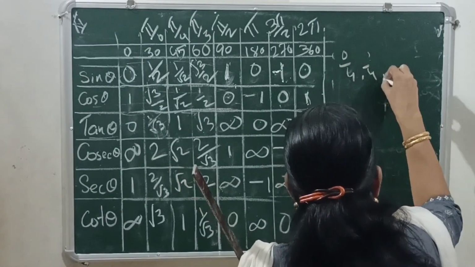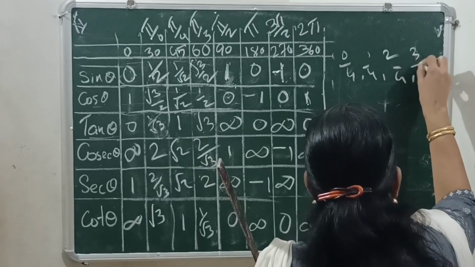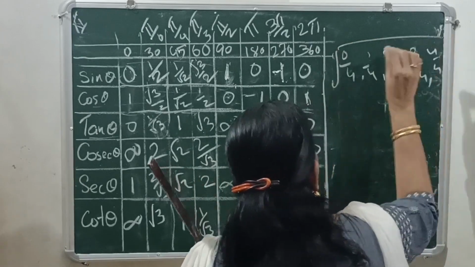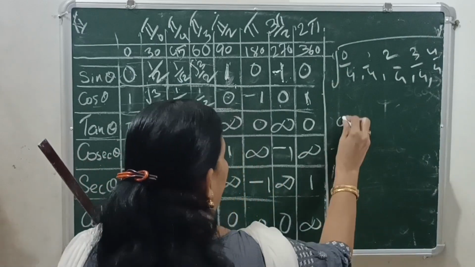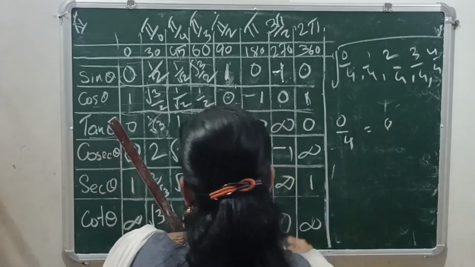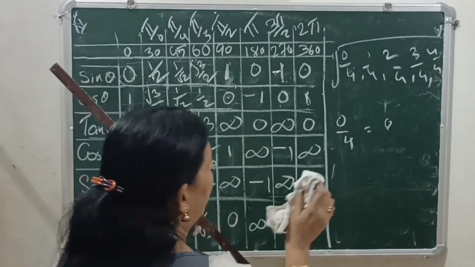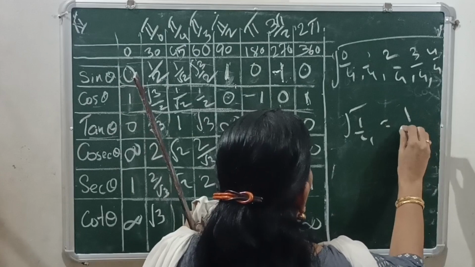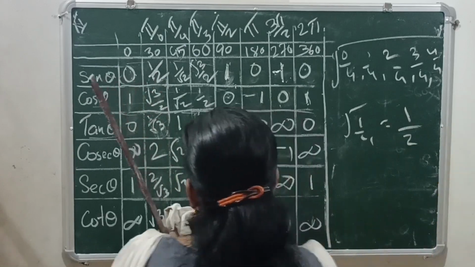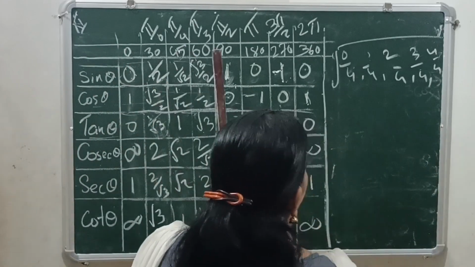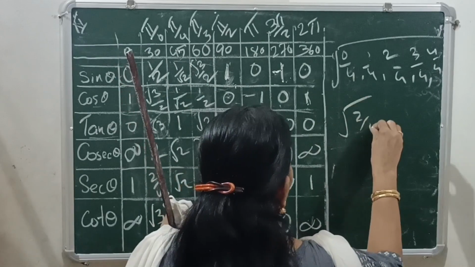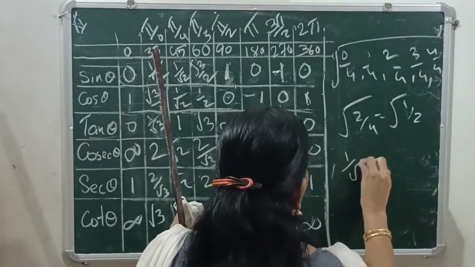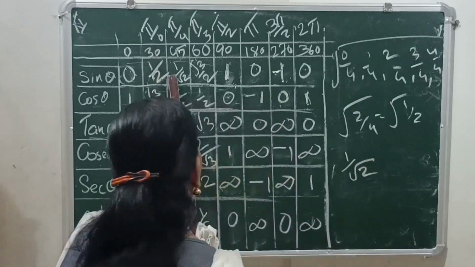For writing this, we remember 0 by 4, 1 by 4, 2 by 4, 3 by 4 and 4 by 4, and take the square root of each. Square root of 0 by 4 is 0, that is sine 0 is 0. Next, square root of 1 by 4 is 1 by 2. Then square root of 2 by 4, that is square root of 1 by 2, is 1 by root 2.